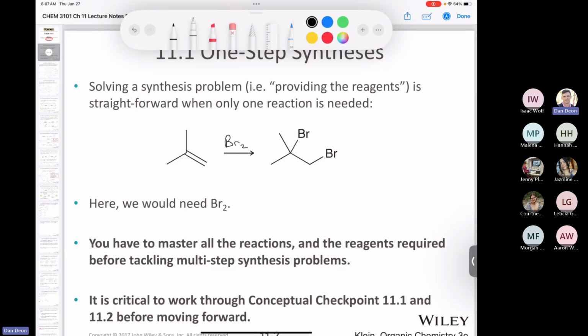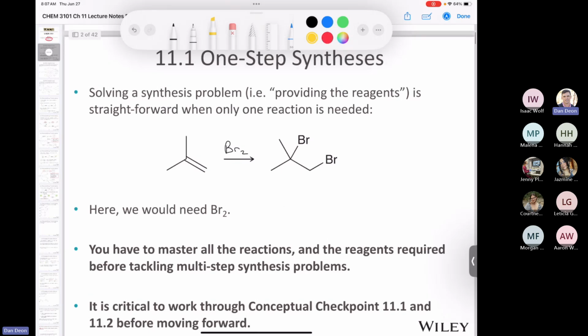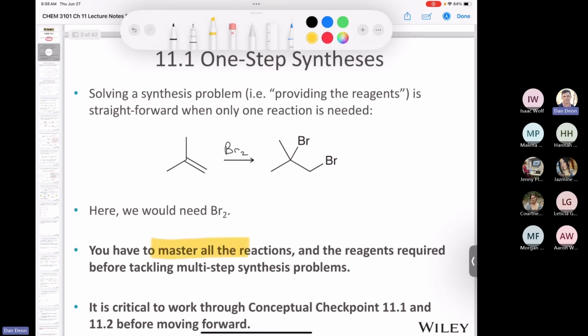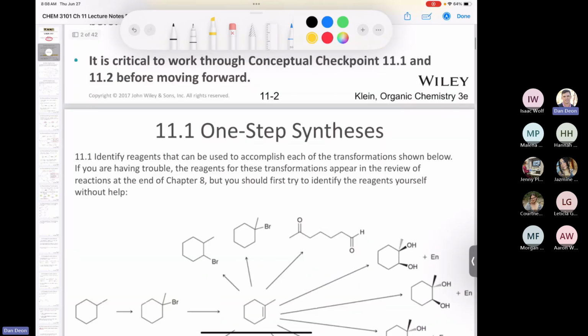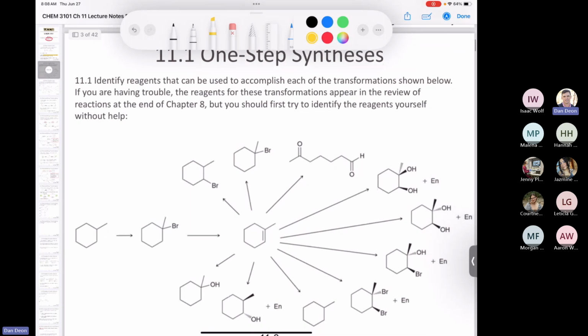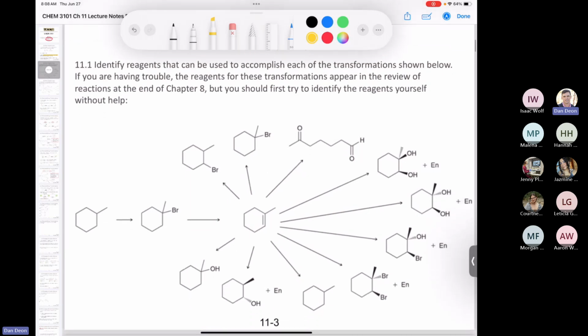And these are the words of the author of our textbook. He says you have to master all the reactions and the reagents required before tackling any multi-step synthesis. So before you can tackle a synthesis that involves 2, 3, 4, however many steps, you've got to master all of the individual reactions. And so we're going to start by looking at question 11.1. It says identify reagents that can be used to do each of the transformations shown here. If you're having trouble with any of these, you notice that the starting material is an alkene.